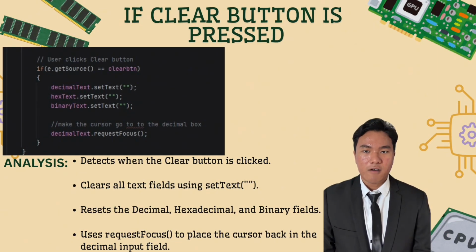Next, this part of the program handles the clear button functionality. When the user clicks the clear button, the program first checks whether the event came from the clear button by using if e.getSource equals clearButton. If the condition is true, the program clears all three text fields by setting their contents to an empty string using the setText method. This removes the decimal, hexadecimal, and binary values from the interface.